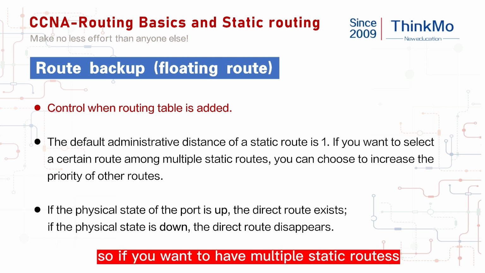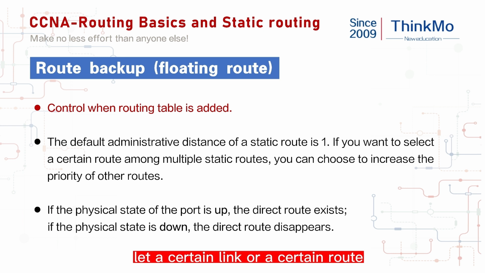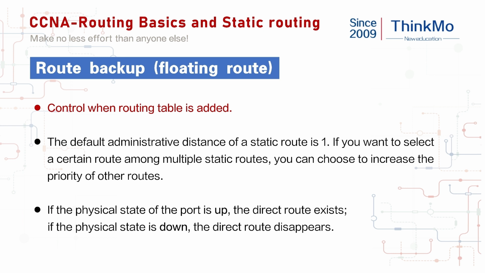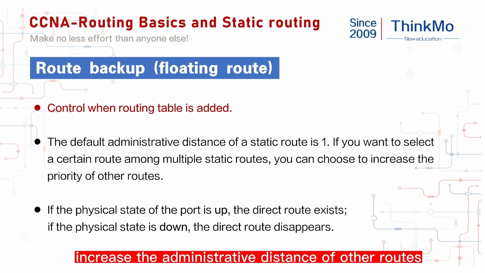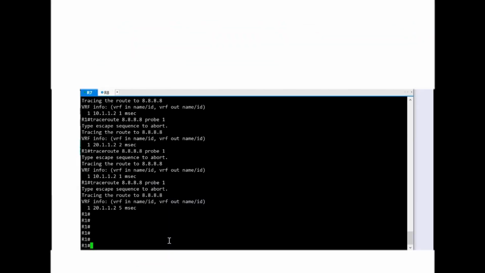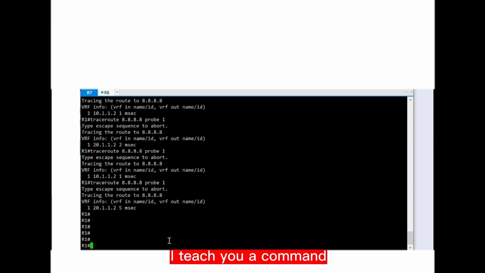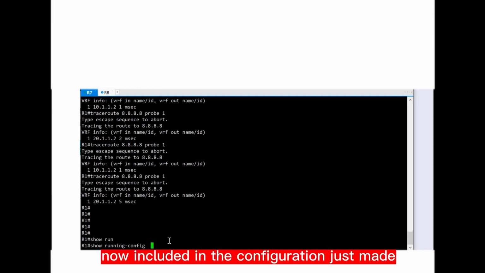So if you want to have multiple static routes, and let a certain link or a certain route be chosen first, then we can increase the administrative distance of the other routes. We can accomplish such a situation. So let's do it. I am now viewing the configuration just made on R1. I'll teach you a command called show running-config. I'll check it out, the configuration just made.